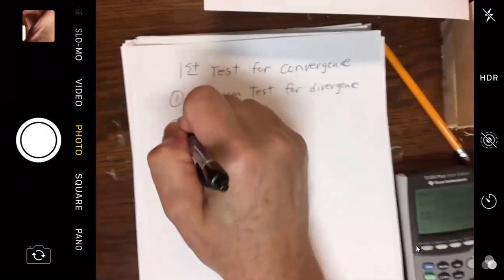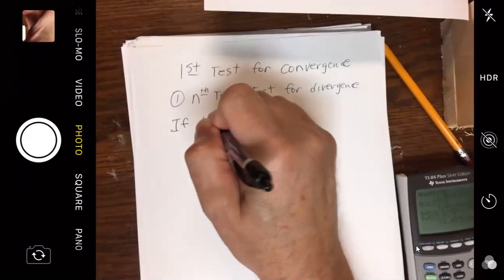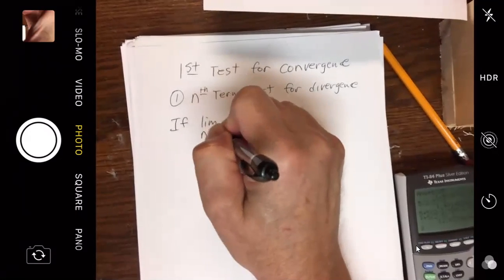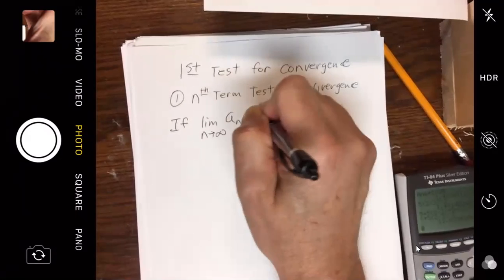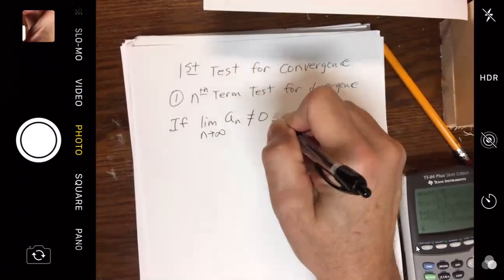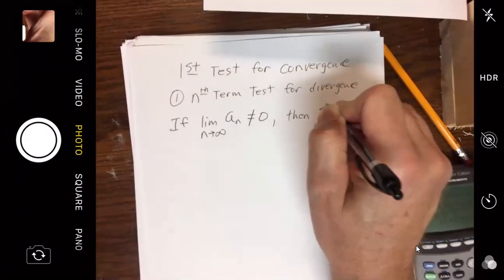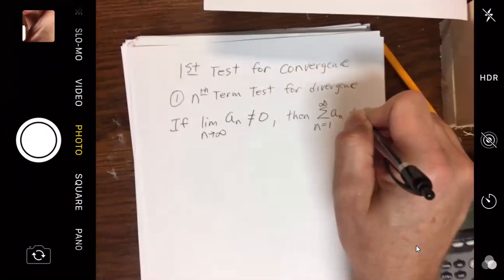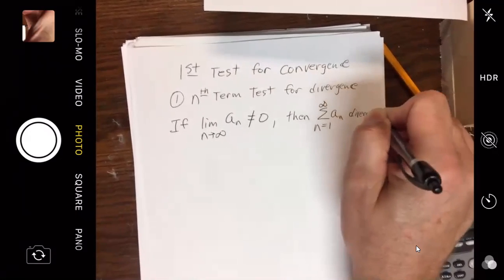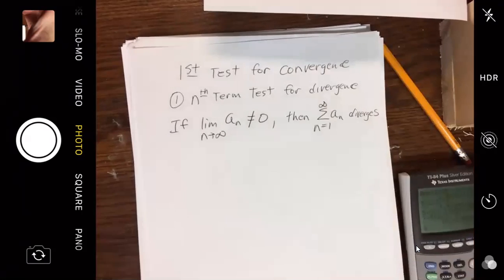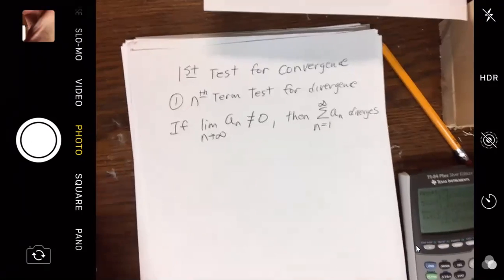If the limit as n goes to infinity of a(n) is not equal to 0, then the summation of n equals 1 to infinity of a(n) diverges. It probably reads like pure gibberish, but it's actually the simplest thing in the world.